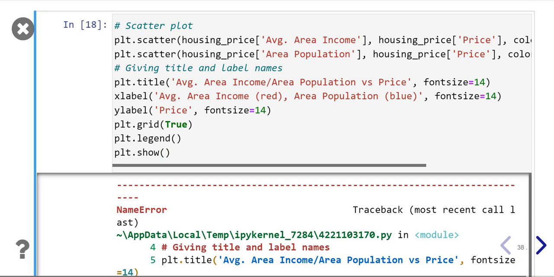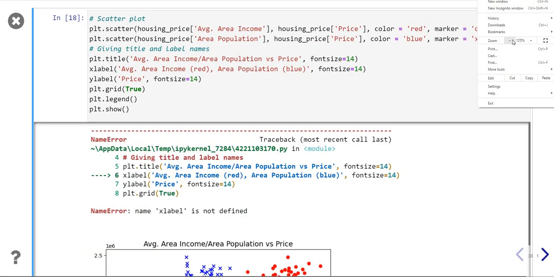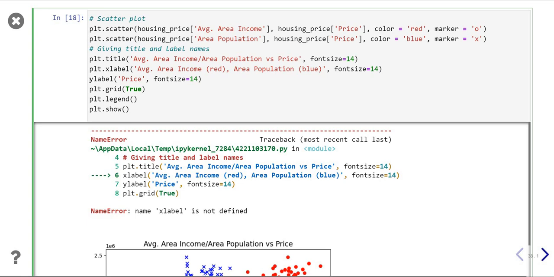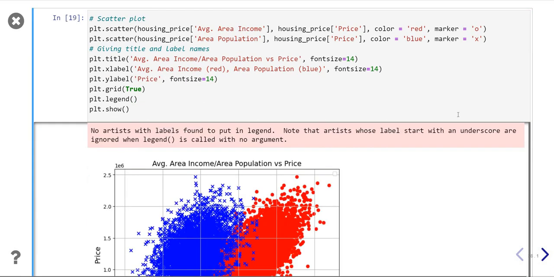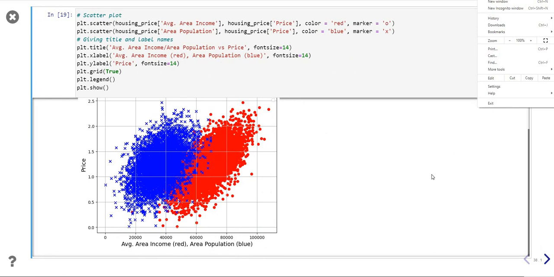Okay, some error. What's the error? Let me try to see. Average area income, X label. X label is not found. Oh, my mistake. I didn't use the plot. All right. So now we managed to get a graph. Everyone got it?